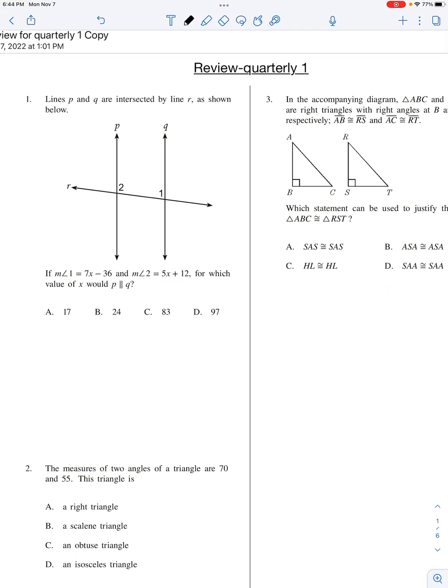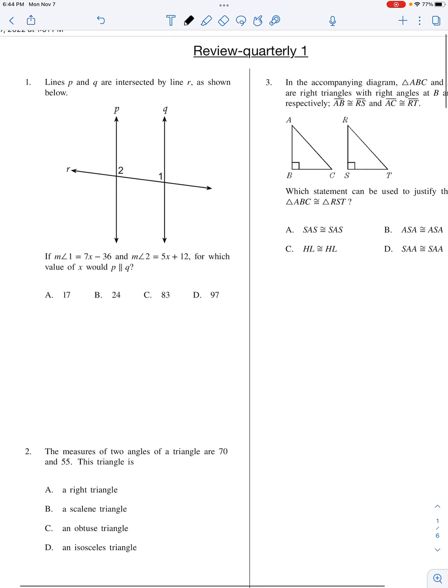Hello, geometry kids. I have jury duty today, Wednesday, so I'm not going to be able to go over the review for the quarterly with you. I did give this out to you the other day, so hopefully you have it. If not, there's a copy posted on Google Classroom that you can use. But I do want to go over all the answers with you. So that's why I made this video, so that way you can't say that I didn't go over it. So I'm going over it with you now.